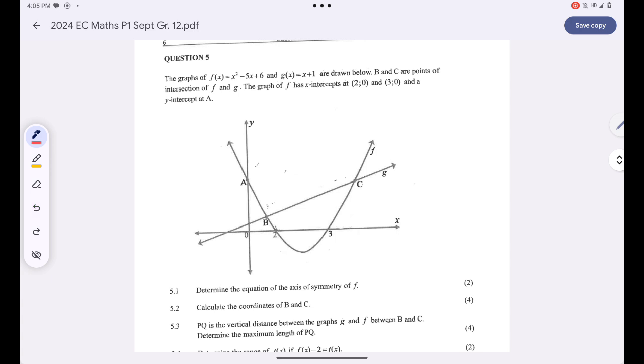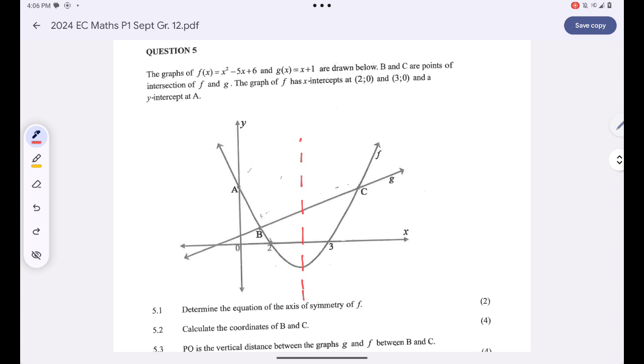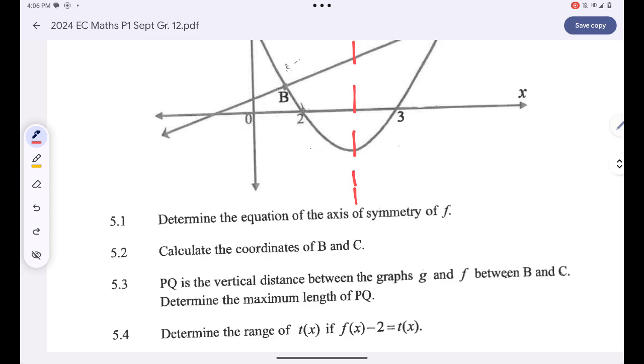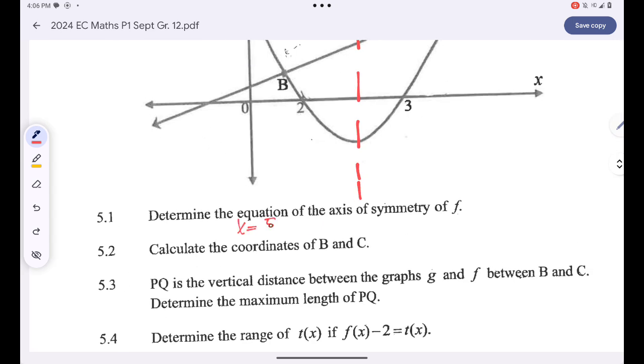Axis of symmetry, they basically want us to find the x value at the turning point. Why? Because our quadratic function is symmetrical at the turning point. There are three ways in which I can find the axis of symmetry in this question. Firstly, I can simply say x is equal to negative b over 2a, which will give me minus negative 5, all over 2 times 1, which is just 5 over 2. So the equation of the axis of symmetry is x = 5/2.